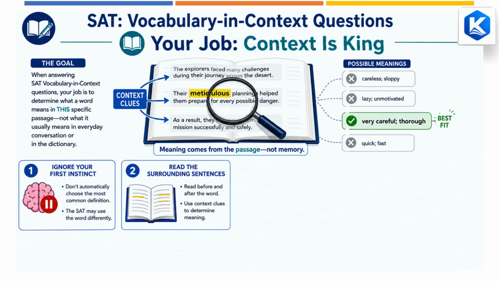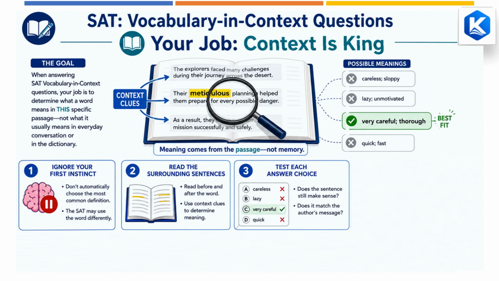Second, read the surrounding sentences. Don't isolate the tested word. Read what comes before it and after it. Those sentences may contain examples, explanations, contrasts, or other clues that reveal the meaning. Think back to our meticulous example. The word by itself might be difficult, but phrases such as every possible danger and successfully and safely give us evidence that the planning was careful and thorough. The more context you examine, the less you have to guess.